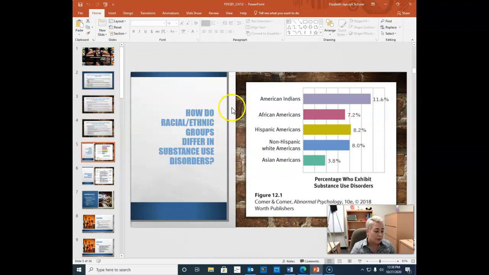When I was in undergrad, I took a course that was called Psychology of the Minority Experience, and we talked about how racial and ethnic groups differ in substance use disorders. And so this book puts it into a nice little chart, right? American Indians have 11.6% who exhibit substance abuse disorders. And this is a very high percentage and an issue that's talked about prominently. Typically, we see African Americans at 7.2%, Hispanic Americans 8.2%, non-Hispanic white Americans 8%, and Asian Americans at 3.8%.